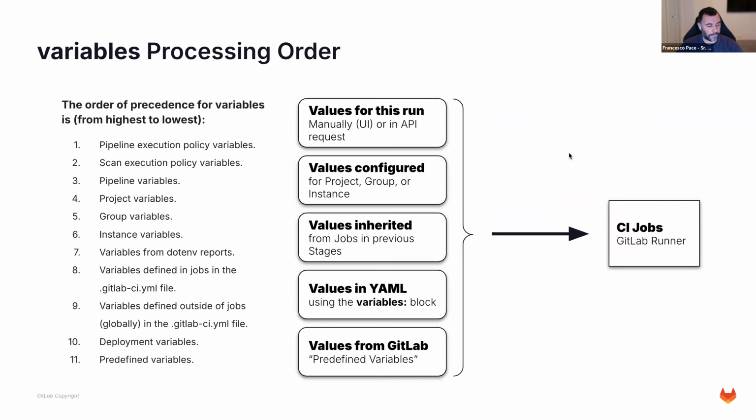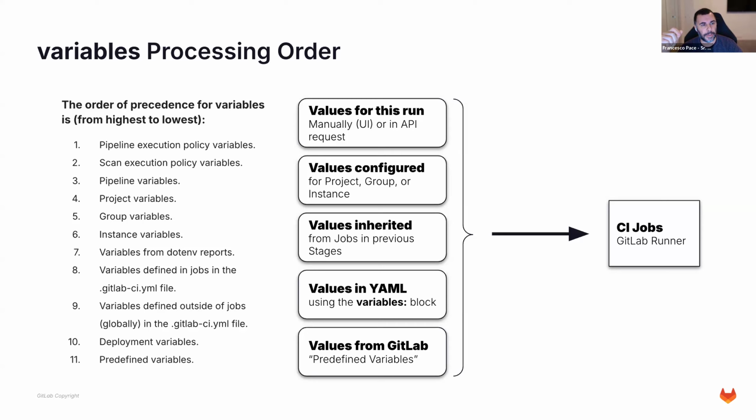Okay. Another topic, a really important topic regarding variables, is the processing order of the variables, because you can put variable values in many places in GitLab. You can put them in the project, in the group, in the instance, in the pipeline, or when you run the pipeline, you can specify a value for variables. So you can put variables everywhere, and what is important is to know the processing order of them. GitLab starts.